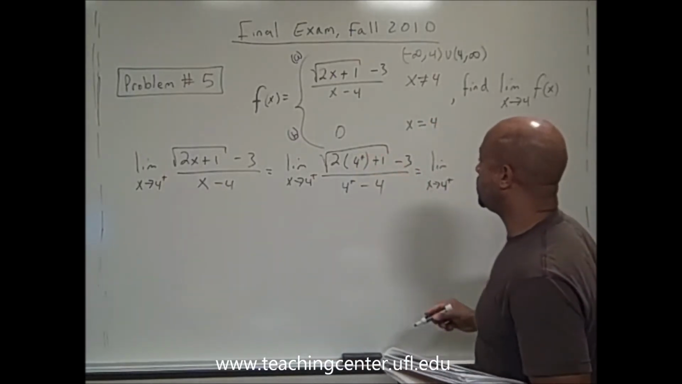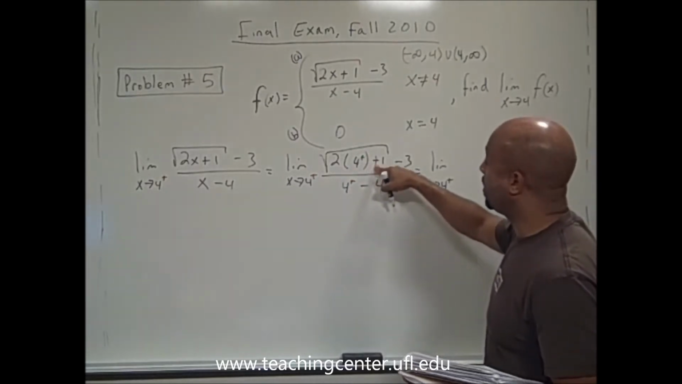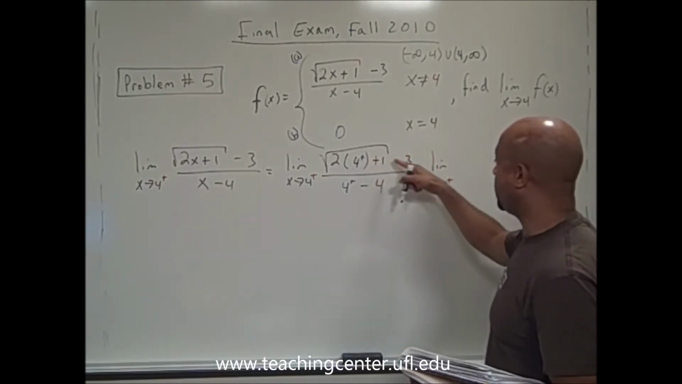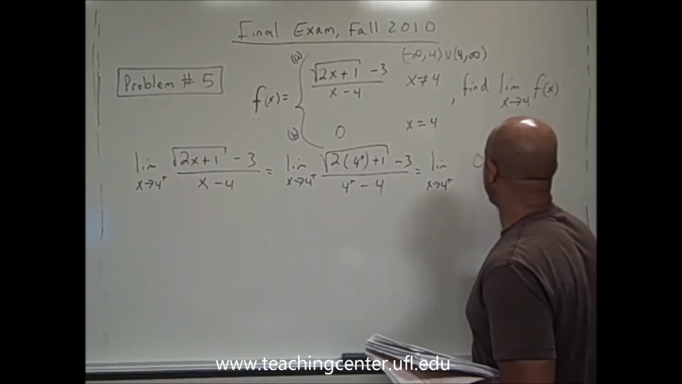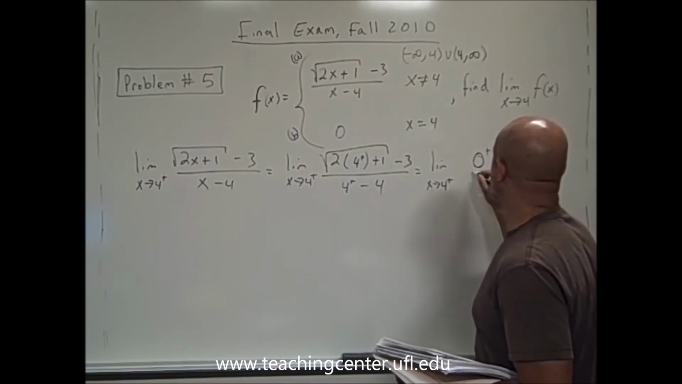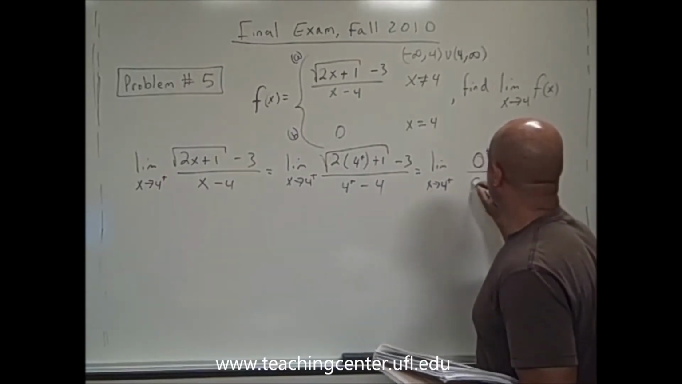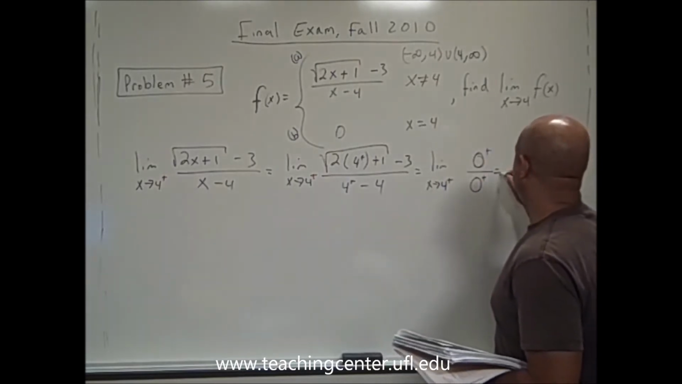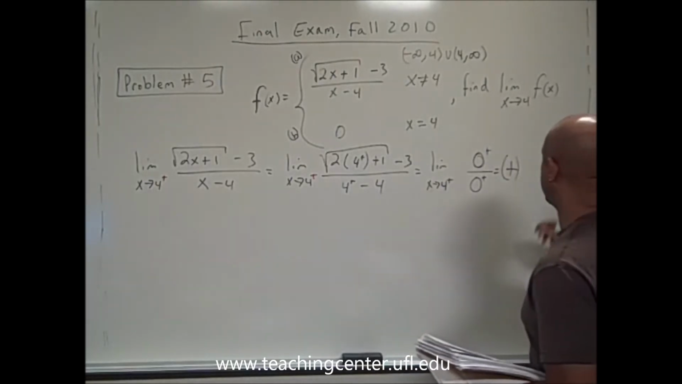When we do the math inside here, we get 2 times 4, which is 8, plus 1, which is 9. The square root of 9 is 3, but it's going to be a number slightly greater than 3. Subtract 3, so we're going to get a number slightly greater than 0, but really close to 0. And on the bottom, we're going to get the same thing, a number that's slightly greater than 0, but pretty close to 0. And that final result is going to be some positive number.